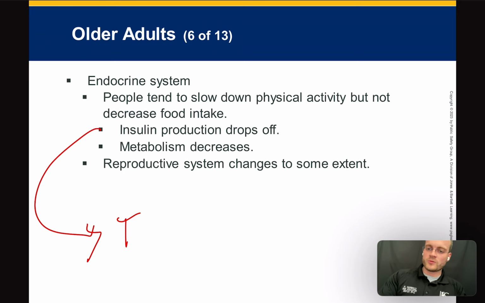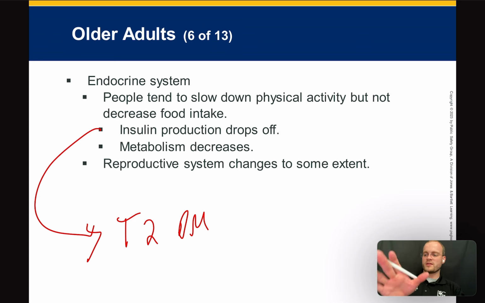So this ends up eventually with type 2 diabetes mellitus, right? So type 2 diabetes happens in old people because the beta cells of the pancreas, along with several other reasons, eventually can wear out and they'll stop producing insulin.